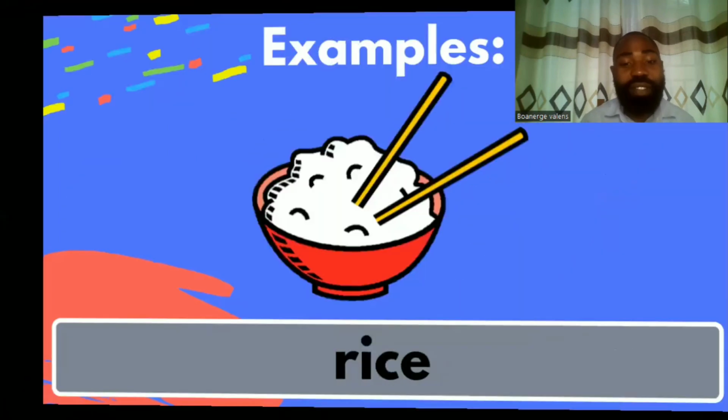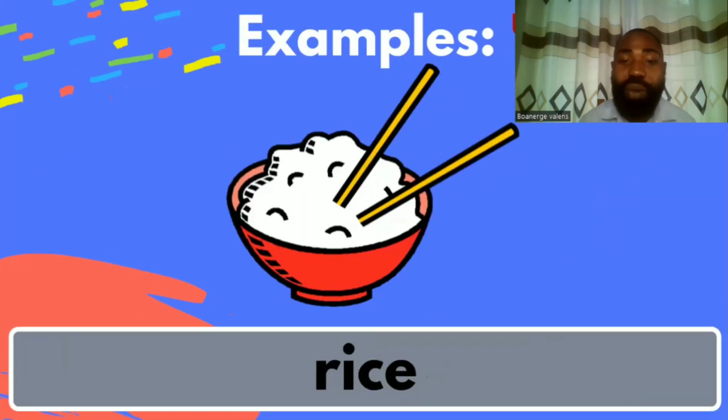And we have rice. Rice means umuceri. Rice is also uncountable, just like salt, sugar and sand. Those are uncountable nouns.